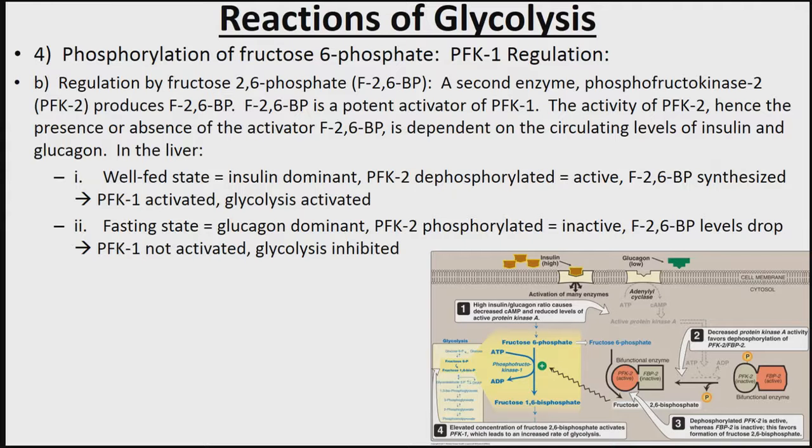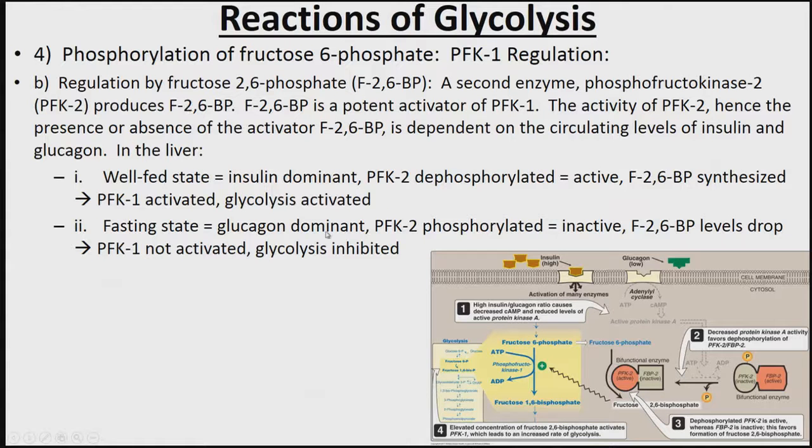And why do we even have this? This intersects with insulin and glucagon. So insulin is going to activate this enzyme. You're going to produce fructose 2,6-bisphosphate, you're going to activate PFK1, and you're going to activate glycolysis. So insulin activates glycolysis because you have a lot of sugar available. You want to send it through glycolysis, right? And then glucagon is going to do exactly the opposite. Okay, so it's going to inhibit this.